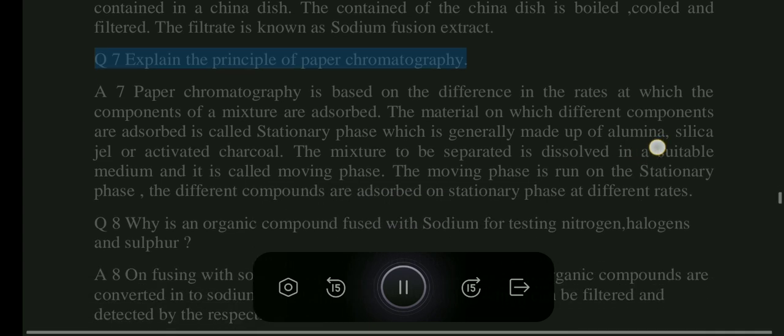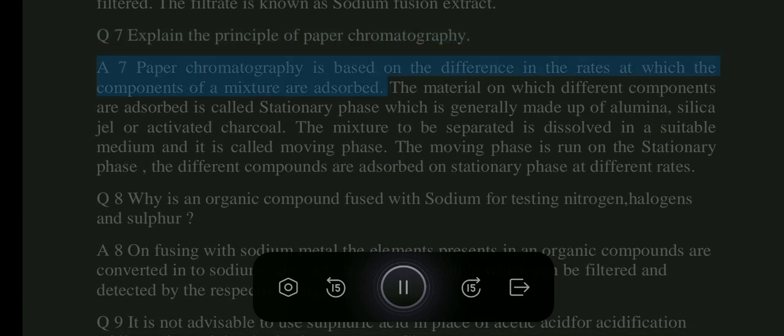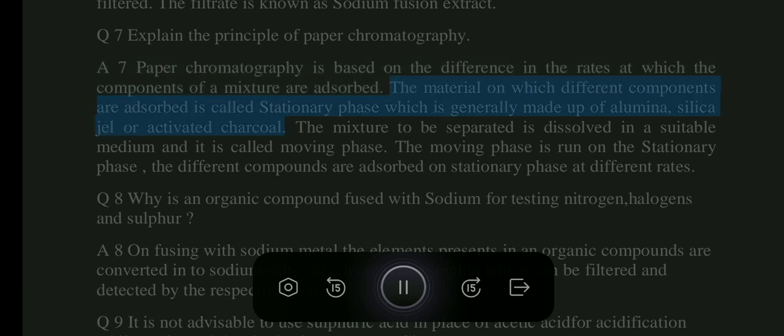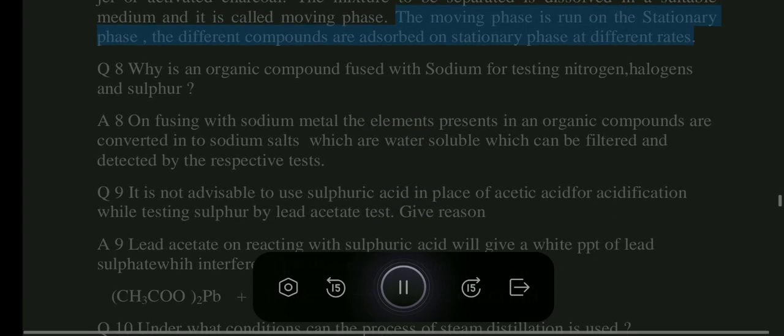Q7. Explain the principle of paper chromatography. A7. Paper chromatography is based on the difference in the rates at which the components of a mixture are adsorbed. The material on which different components are adsorbed is called stationary phase, which is generally made up of alumina, silica gel or activated charcoal. The mixture to be separated is dissolved in a suitable medium and it is called moving phase. The moving phase is run on the stationary phase. The different compounds are adsorbed on stationary phase at different rates.